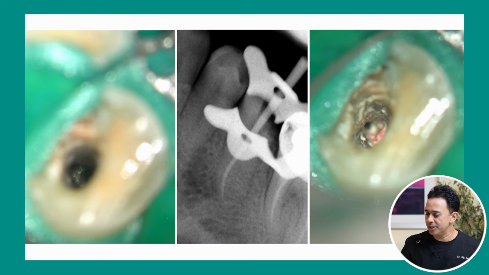The second variation is many times we would put a single cone. Like if you see here, I'm using a 4% tapered cone, but I'm taking the master cone radiograph for one canal, and then go ahead and obturate that one canal.